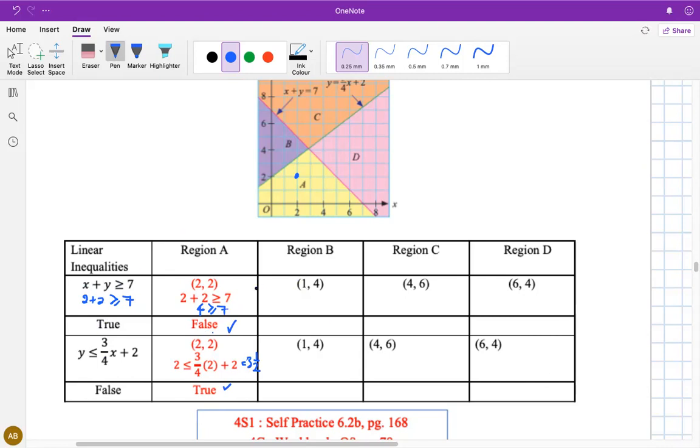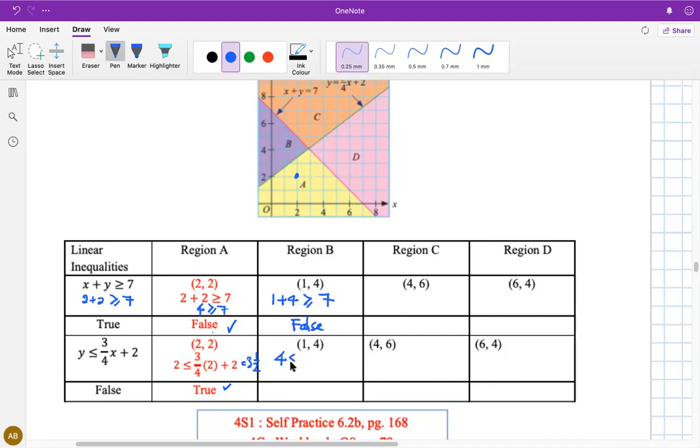So we go to 1, 4. When you substitute in 1, 4, 1 plus 4 is greater than or equal to 7. This one is also false, because 1 plus 4 is 5. Then we substitute in y, so y is 4.